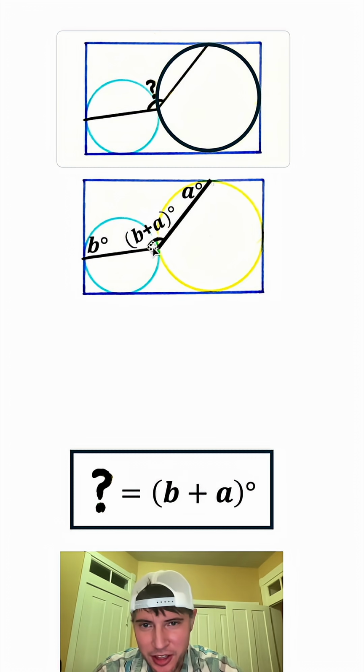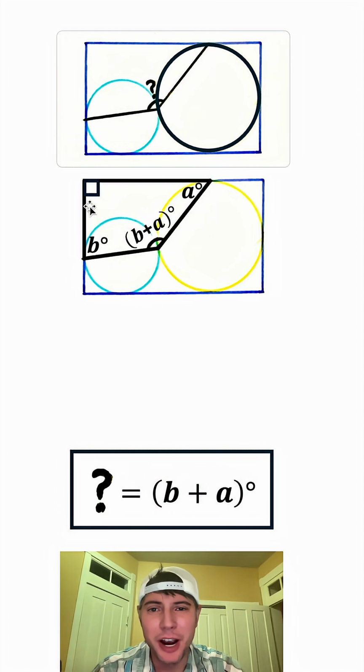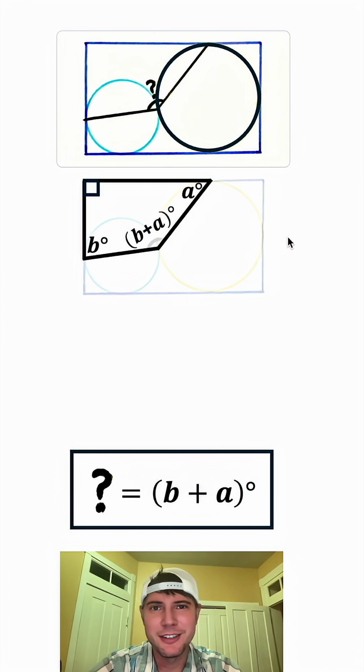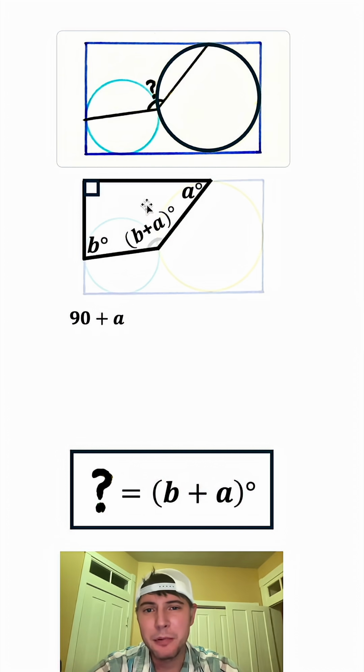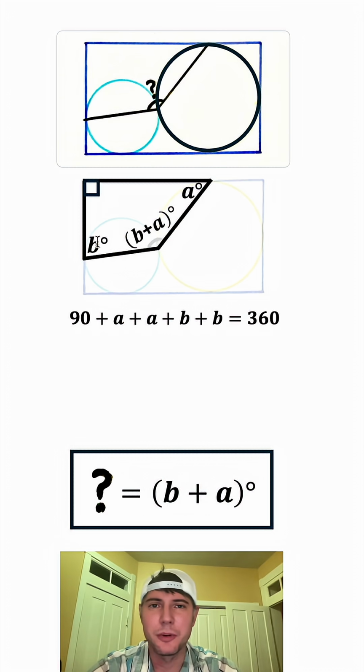Next, let's focus on this quadrilateral right here. This angle will be a right angle because of the rectangle. And let's focus on our new quadrilateral. The sum of the interior angles of any quadrilateral is 360 degrees. So we can say 90 plus A plus A plus B plus B equals 360.